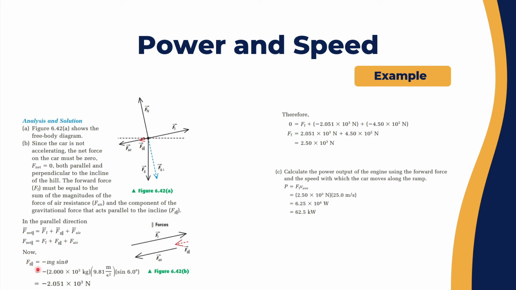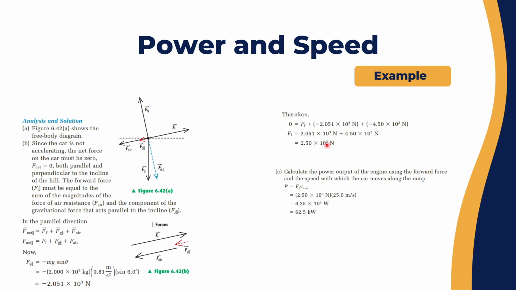FG parallel would equal, as you know from the previous analysis, theta will be here, so that's minus F sine theta, which is minus mg sine theta. We have the m, we have the g, that would give you FG parallel as minus 2.851 times 10 to the power 3. And the F forward would be, after rearranging this equation, 2.5 times 10 to the power 3 newtons.